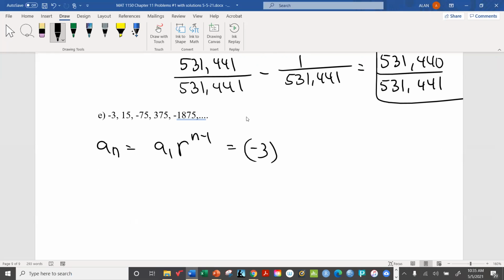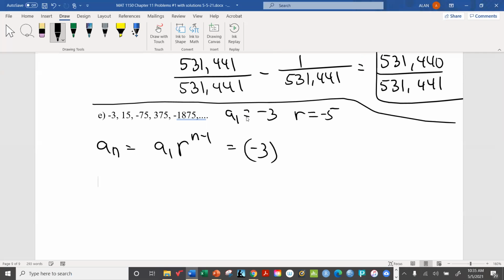Oh yeah, let's not forget, a1 is 3. The common ratio is actually -5. It's negative because the signs alternate back and forth between positives and negatives. So that's an important detail. The ratio is negative. If you didn't get that part, of course, you'll end up with the wrong answer here.